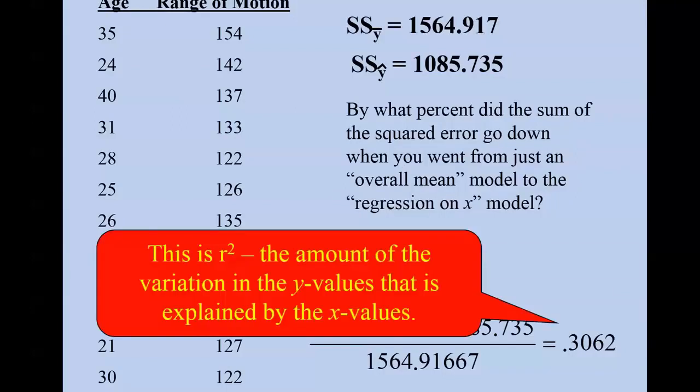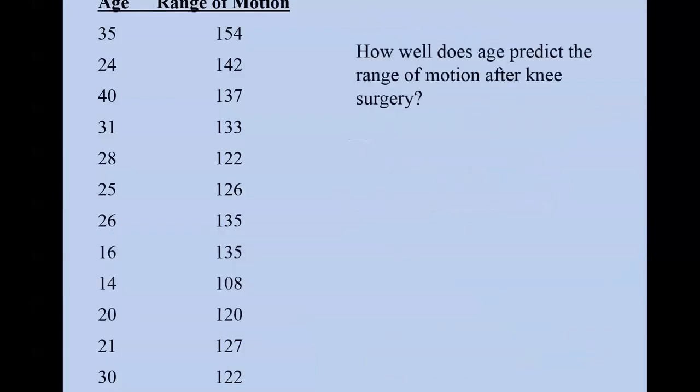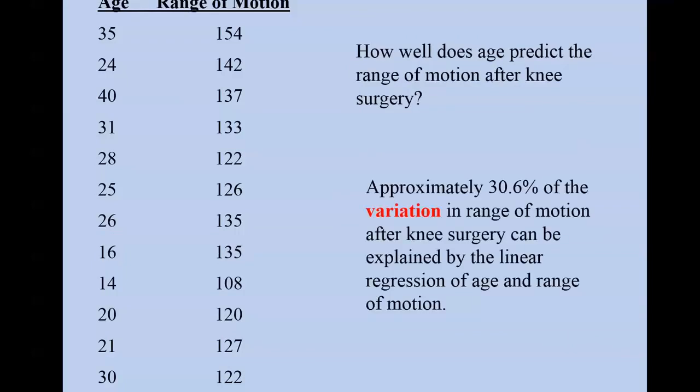Okay. This is what we define as r squared. So again, r squared is comparing the average y to the predicted y's. How much better is our data when we switch from average y's to predicted y's? How much better can we predict it when we switch to that LSRL model? Okay, so the way we describe this is, our r squared was 0.3, so 30.6% of the variation in the range of motion after knee surgery can be explained by using an LSRL.